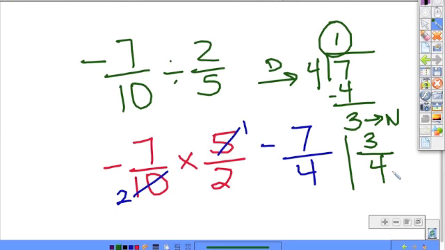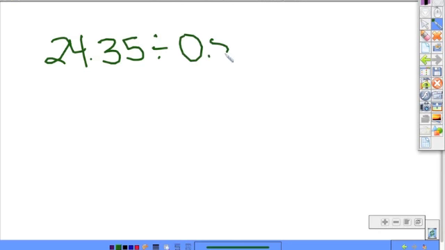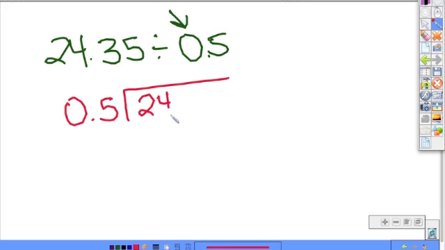All right, let's look at dividing with decimals. So what if we have 24.35 divided by 0.5? This is the number that always goes first, okay? First number always goes inside the box. So I'm going to do 0.5 divided by 24.35, okay? Now I need to move my decimals. You can't have any decimals hanging out up here. You have to move them all the way up against this bar, which means I move it once.